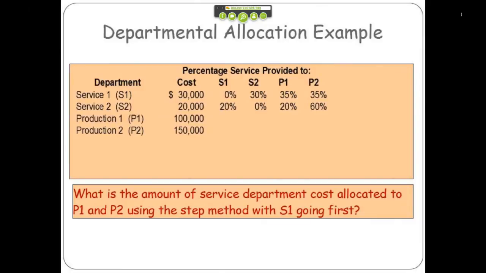Now that adds up to 30,000. So all of the costs from Service Department 1 are out. Service Department 1 is clear now. So that's the 30,000 that you've gotten rid of. Now how much do we have in Service Department 2? 29,000. Its original 20,000 plus the 9,000 that it got from Service Department 1.